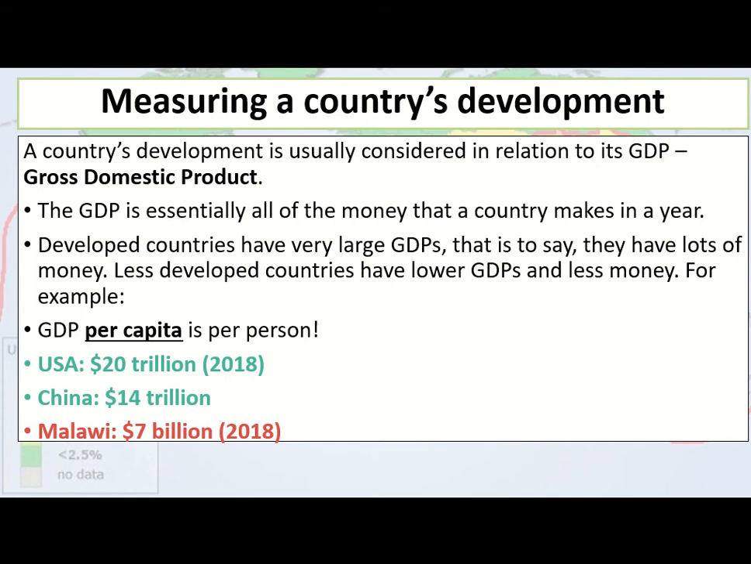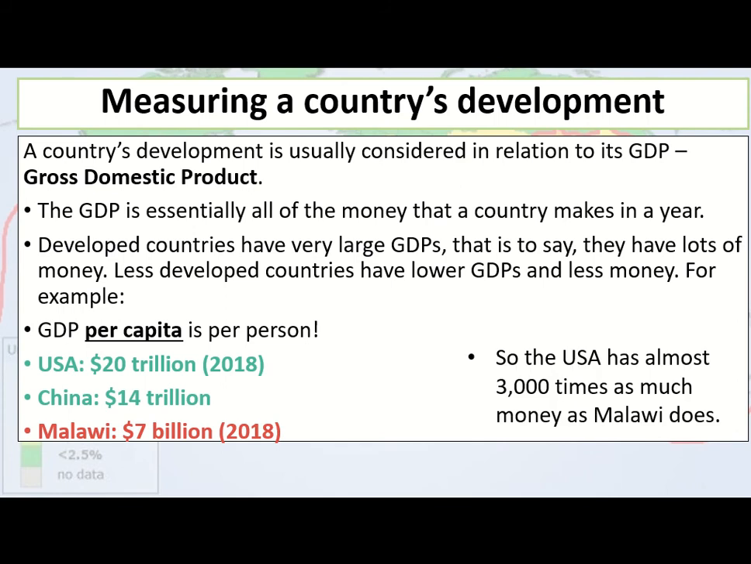Much poorer. Now, per person, if you divided that by the population, that would change quite a lot. But we're just going to look at the total figure for now. So the USA has got, again, this is a bit of quick maths here, nearly 3,000 times as much wealth as Malawi. 3,000. That's insane. Nearly 3,000 times more money than Malawi.